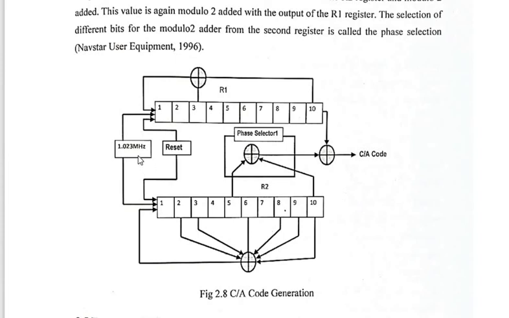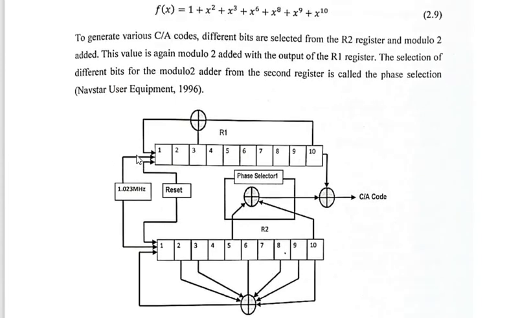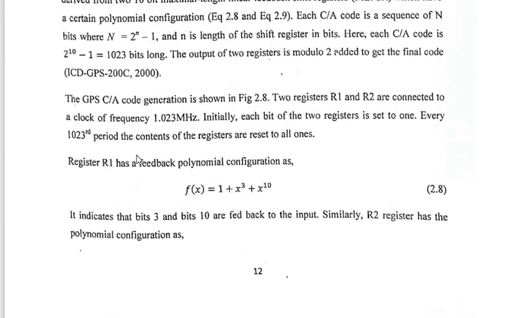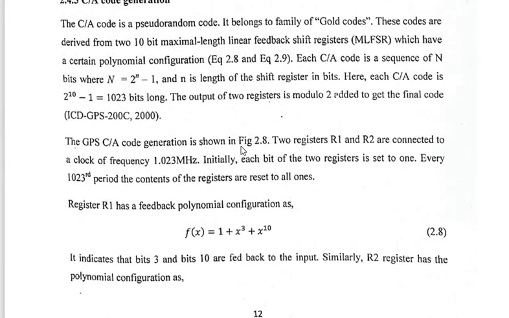After the 1023rd cycle, all the values will be reset to 1. So you will have a reset value, and the initial frequency that you will be giving is 1.023 megahertz, correct? All this information is given over there.